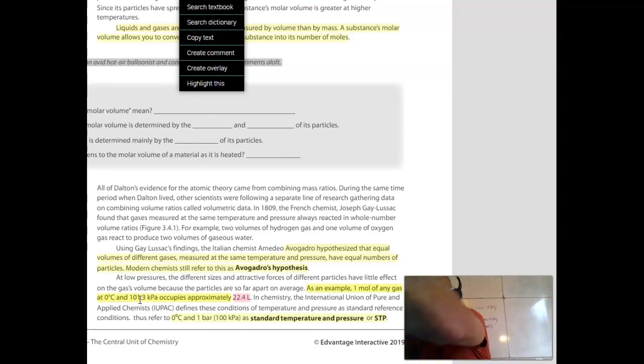So I've got a globe here because I'm not at school, and what I don't have is my molar volume box.